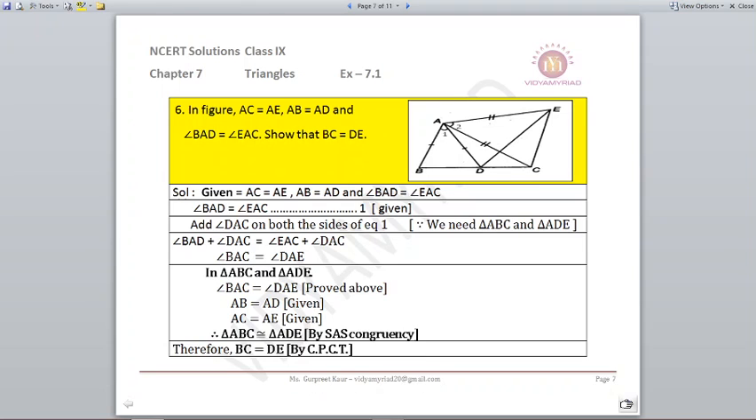Now let us take these two triangles and try to make them congruent. Now we have already proved angle BAC is equal to angle DAE. AB is equal to AD. It is already given in the question. And AC is equal to AE. That is also given in the question. So by SAS property, our triangles are congruent, and with the help of CPCT we can say that BC is equal to DE, as they are the parts of the triangles.